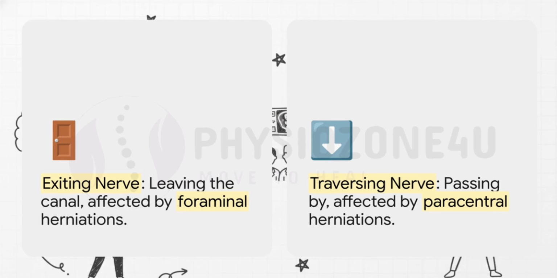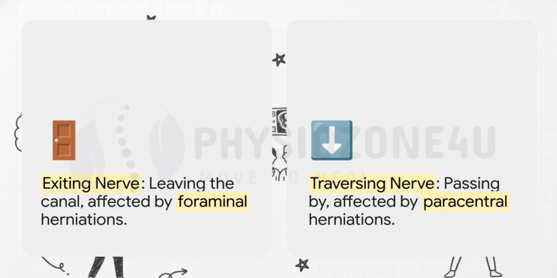Because the spinal cord ends higher up, around the upper lumbar spine, lumbar nerves have to travel steeply downward, kind of like a highway off-ramp, before they can exit. Let's take the L4, L5 disc level as an example. The L4 nerve is the one currently exiting the tunnel, but the L5 nerve is traversing. It's just passing by on its way down to exit at the level below.